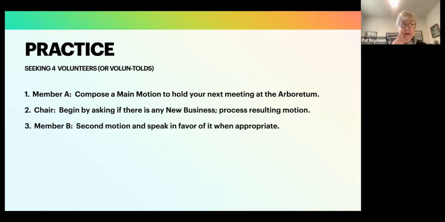Okay, member B will be the person to second the motion and speak in favor of it when appropriate. So he will be B.